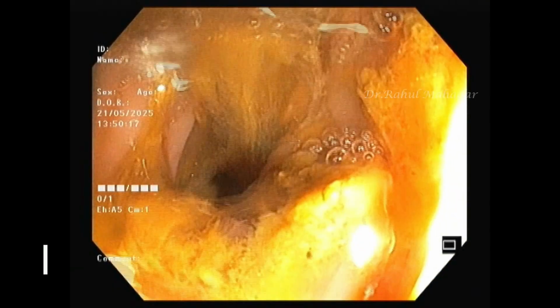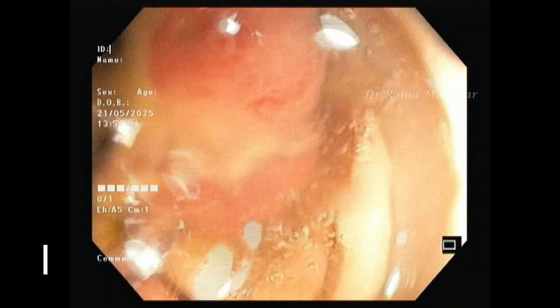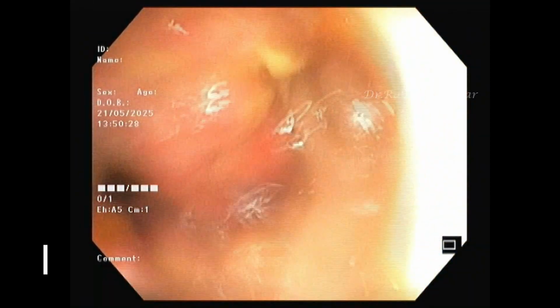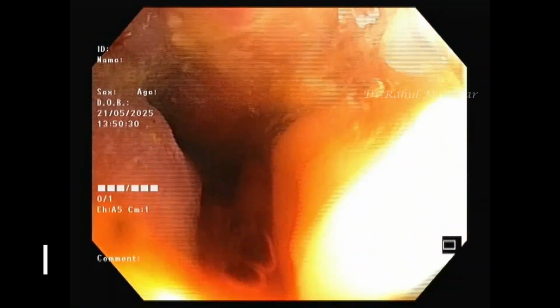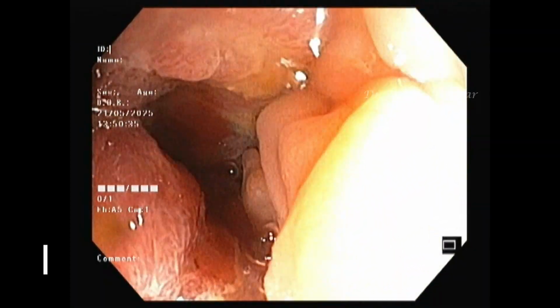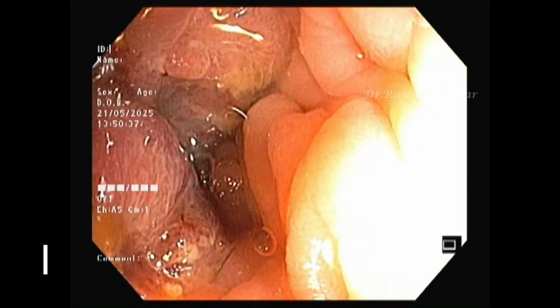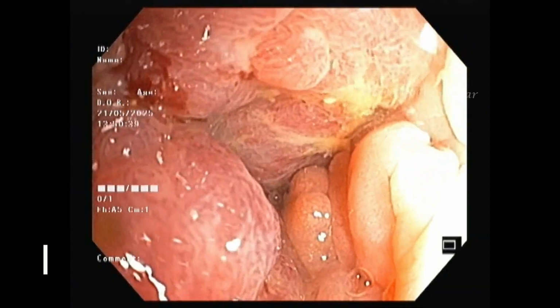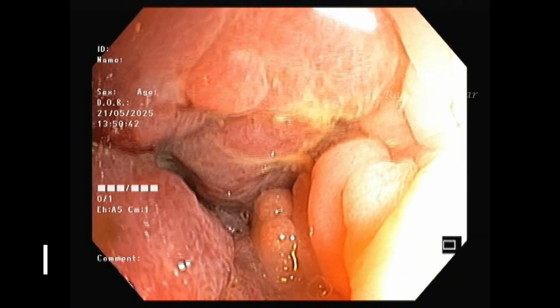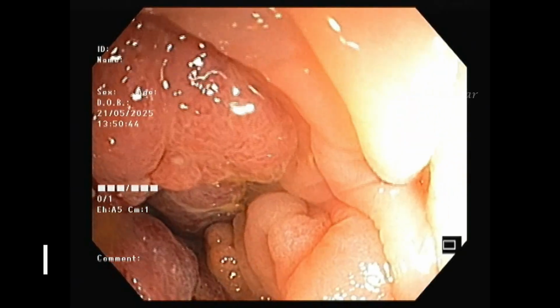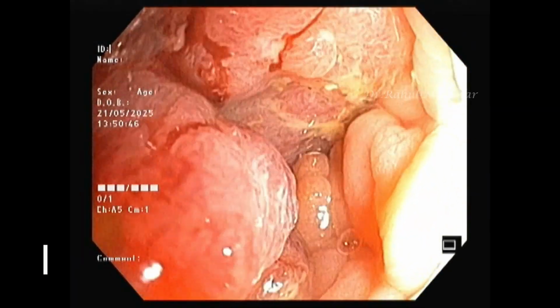So this is the colonoscopy of the patient, and we saw a proliferative growth at around 15 centimeters from the anal verge. We took a biopsy, and then we saw only one small opening through which I put a glide wire with Seldinger guidance, and then I tried to put a stent over that glide wire.